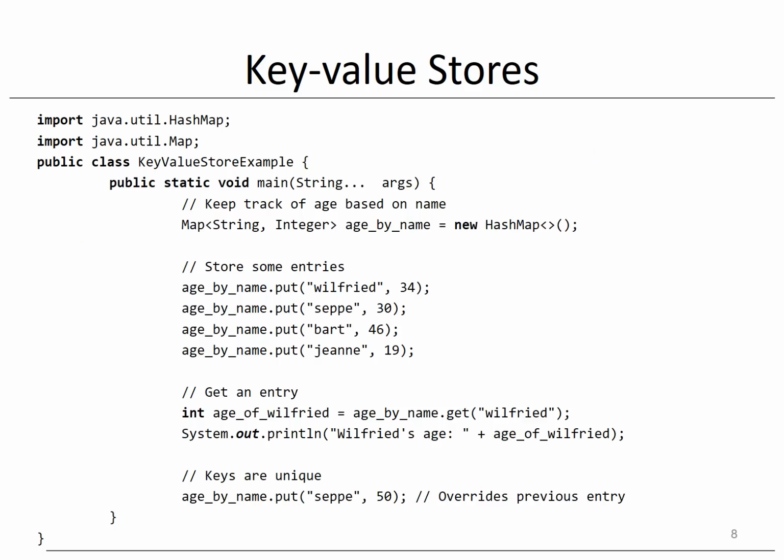Java provides the hash map class, which allows to store arbitrary objects in internal memory based on a single key. You can see this illustrated here. We create a hash map object, age by name, which keeps track of the age based on the name. We then add 4 entries and illustrate how an entry can be retrieved using the get method. Since keys are unique, the final statement will override the age value for SEPA.